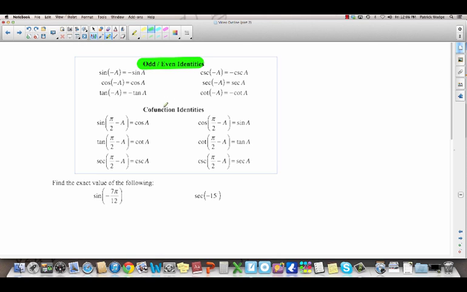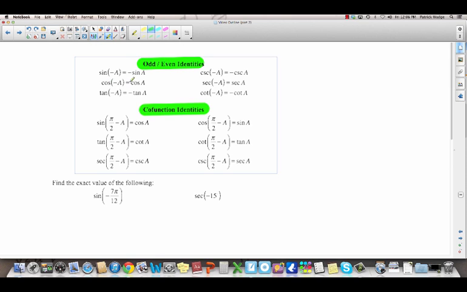You don't have to write them down. Yay. We have odd-even identities and cofunction identities. The reason they're called odd-even is not really that important. It has to do with whether the function is symmetrical around the y-axis. In other words, when you reflect it over the y-axis, does it look the same?